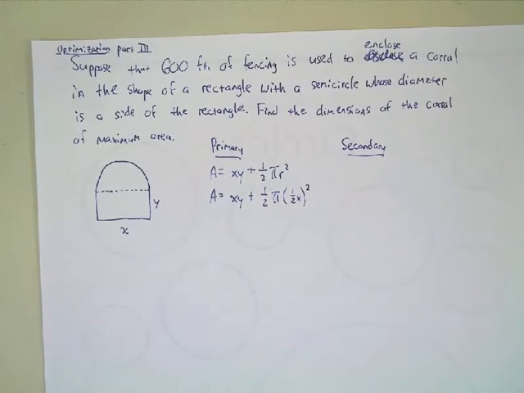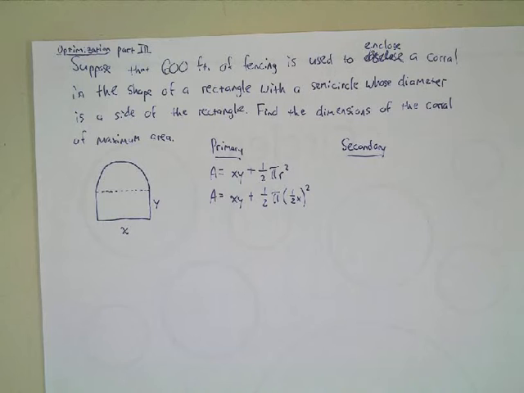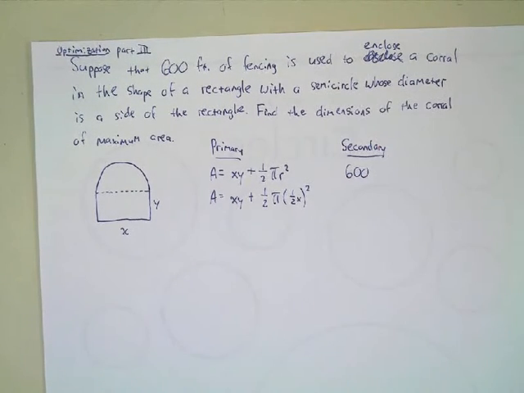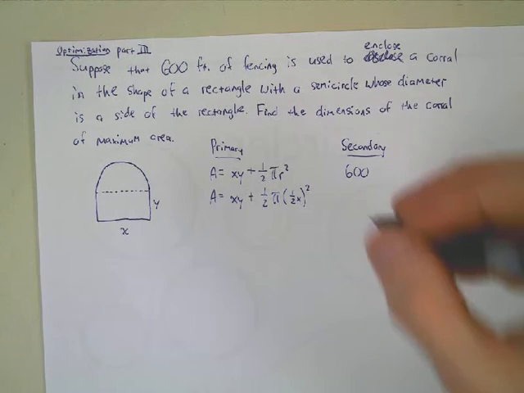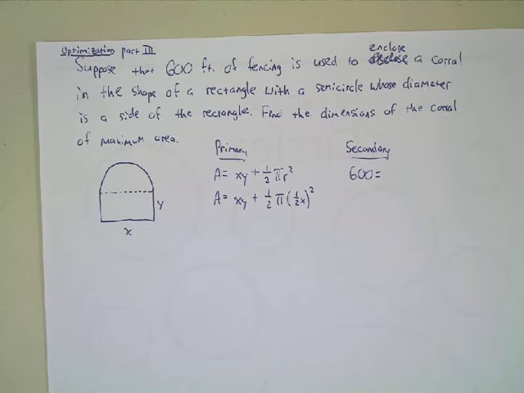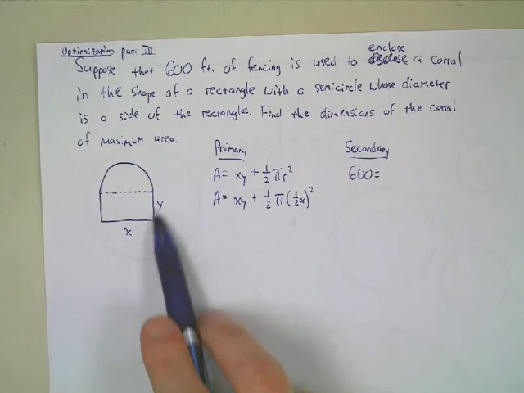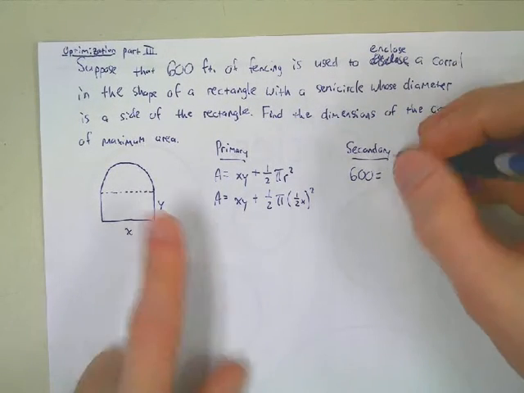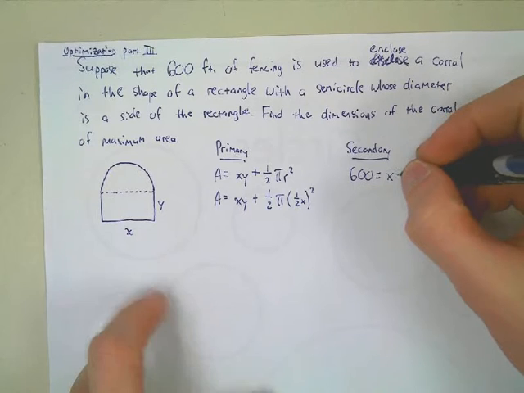Okay? And what is our secondary equation going to be? Yeah, the perimeter. And so we already know the perimeter is 600. That's how much fencing we have to use. Okay? And it's going to equal... Now, let's do the easy part. What's the perimeter of the rectangle going to be? Yeah, x plus 2y's, right? Even though the other one's not labeled, we still have to include it there. So it's x plus 2y.